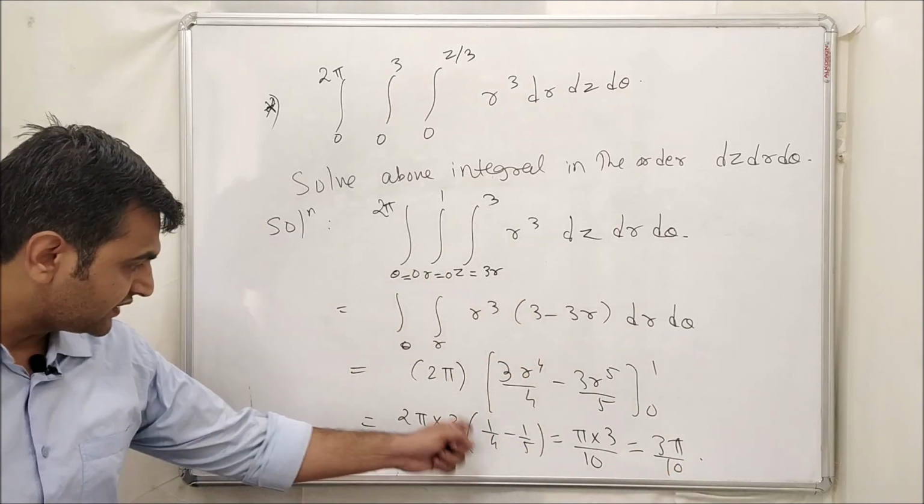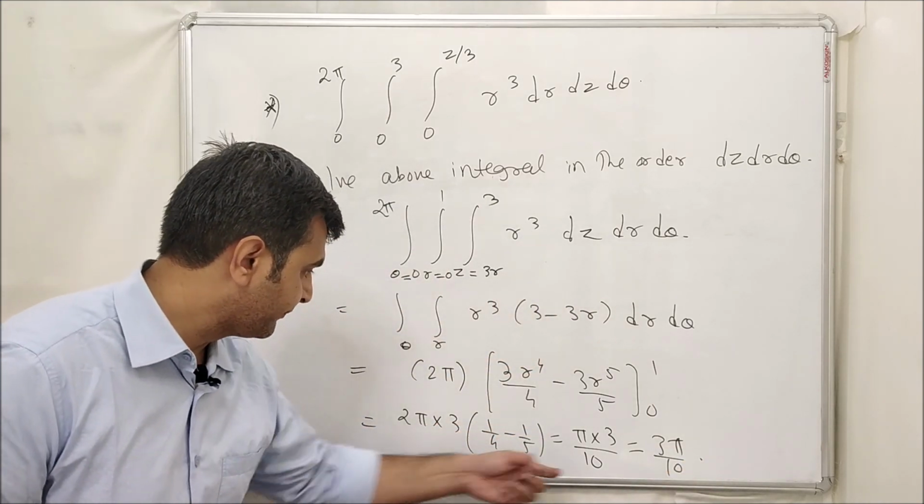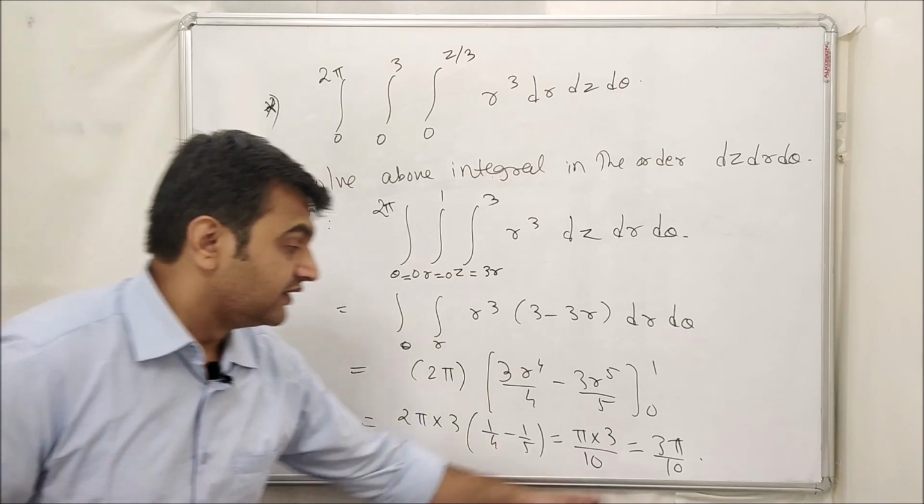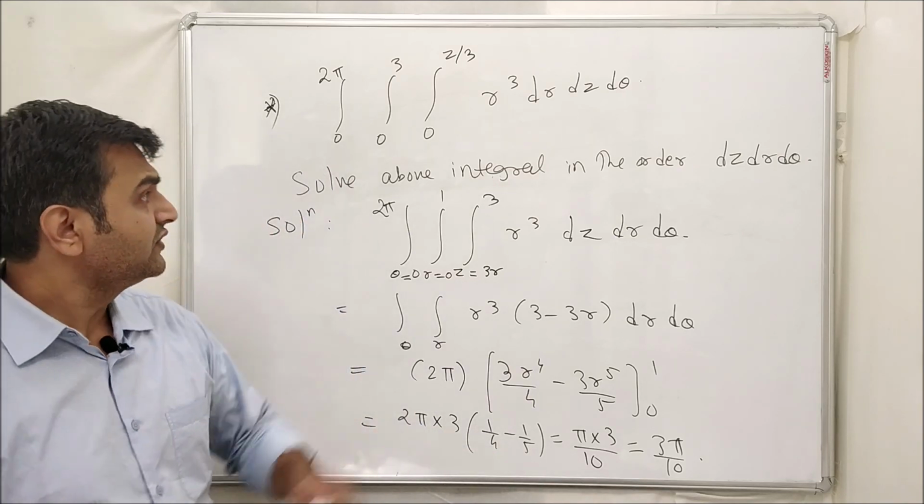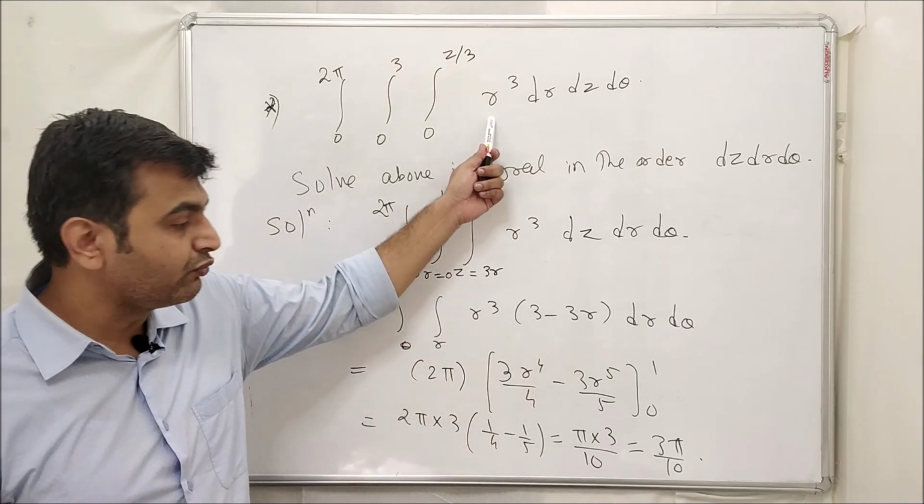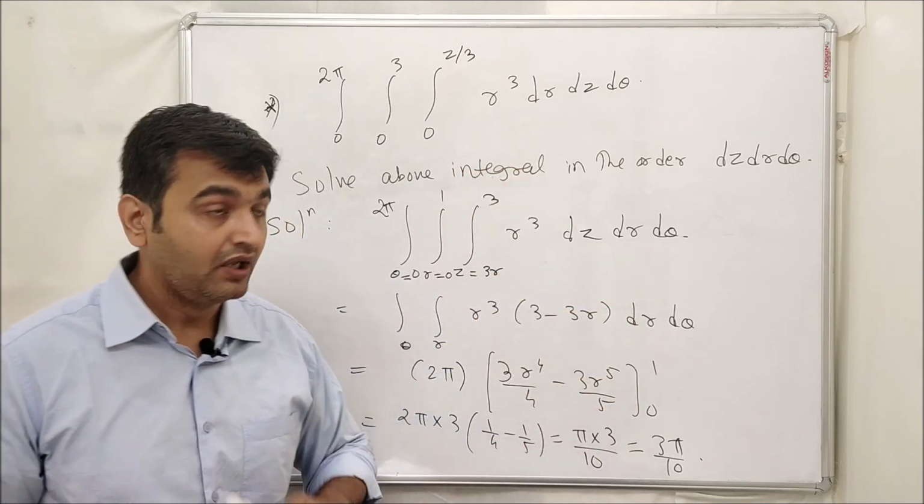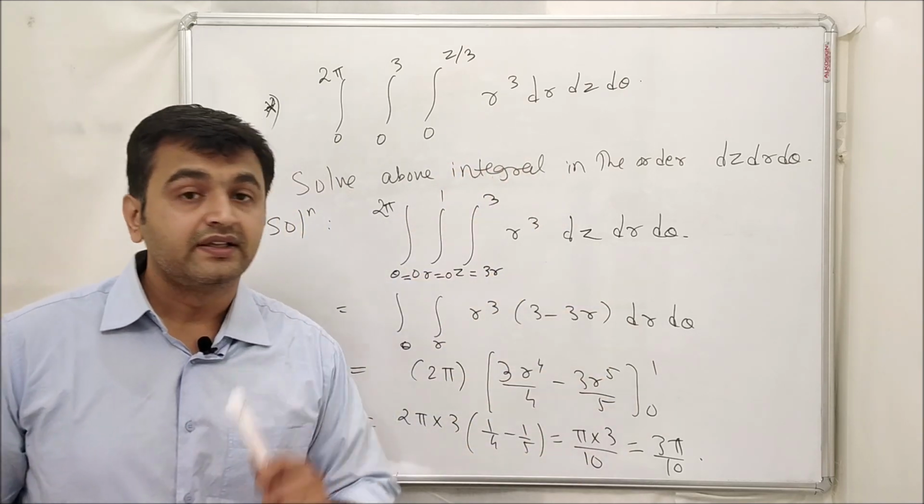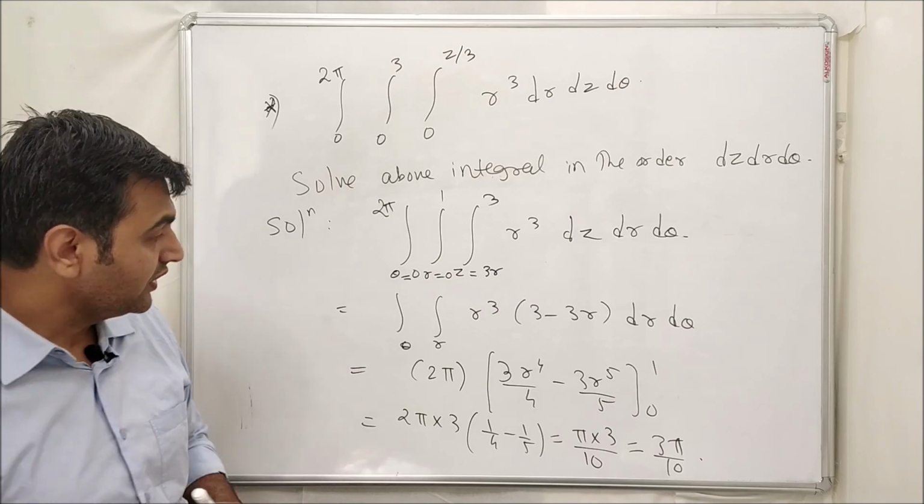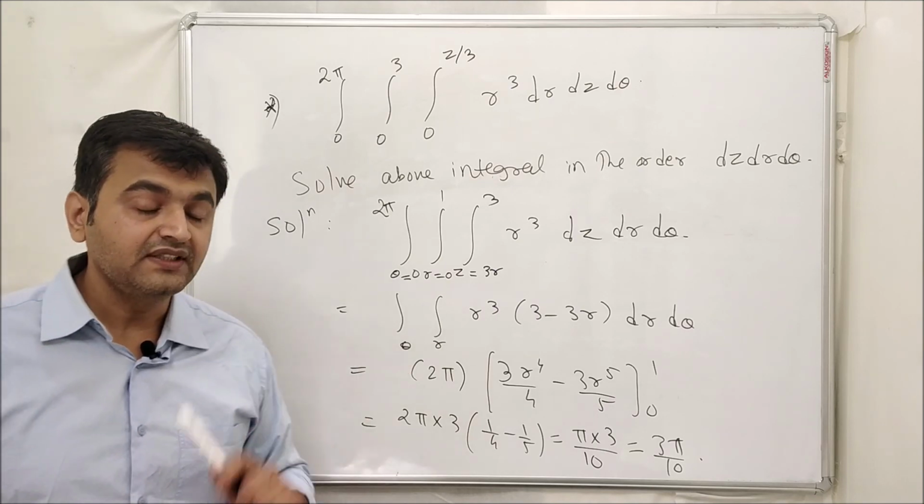I hope my calculations are correct. Yes, 3 pi by 10 is the answer. You can solve it this way, or you can solve it the original way as well, so that you will come to know whether the answer is correct or not. The answer should come out the same, thanks to Fubini's theorem. That's how you do the change of order in cylindrical coordinates.